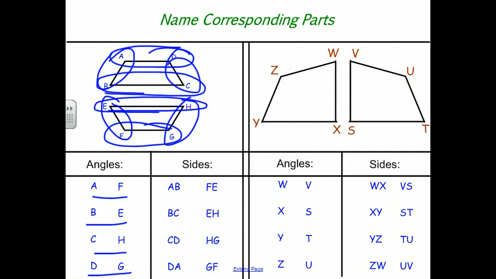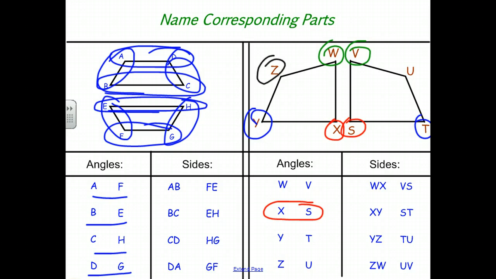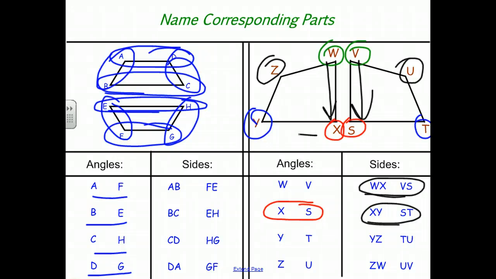The same thing is true on the quadrilaterals on the other side. X looks to be a right angle, so S, the other one that looks to be a right angle, has to be corresponding. Moving up from there, because it seems that these are just mirror flipped from left to right, W and V have to be corresponding. Y and T, because they're on the bottom along the edge from the right angle, and Z and U must be corresponding because they're across from the right angle here. And that means between W and X and V and S, again, between the same vertices are corresponding sides: XY and ST, YZ and TU, and ZW and UV.